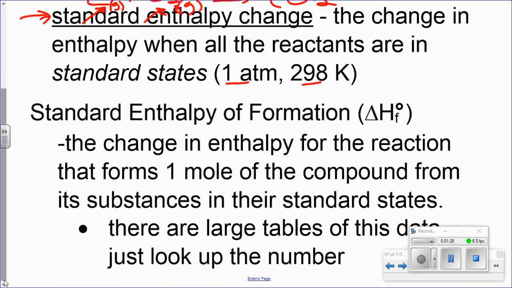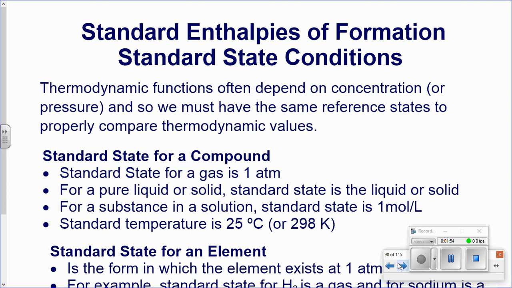The standard enthalpy of formation, or the delta H f standard, okay? So the enthalpy of formation in their standard states says that the change in enthalpy for the reaction that forms 1 mole of a compound, so we have to figure 1 mole of a compound, from its substances in their standard states, okay? And there are huge tables that contain this data, okay? But if I'm ever going to write an equation, I have to just create 1 mole of a compound.